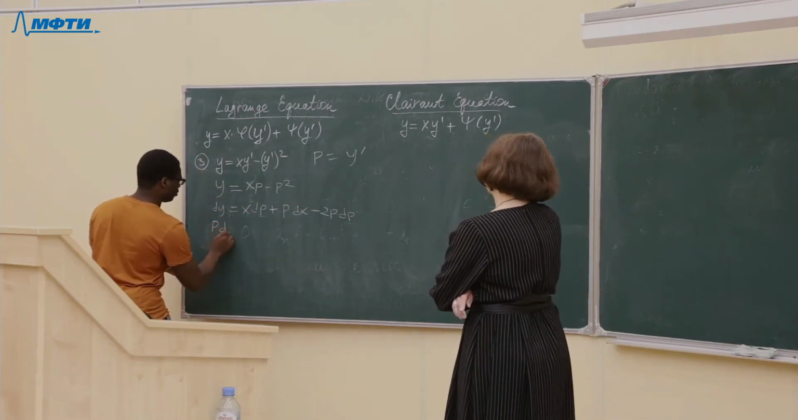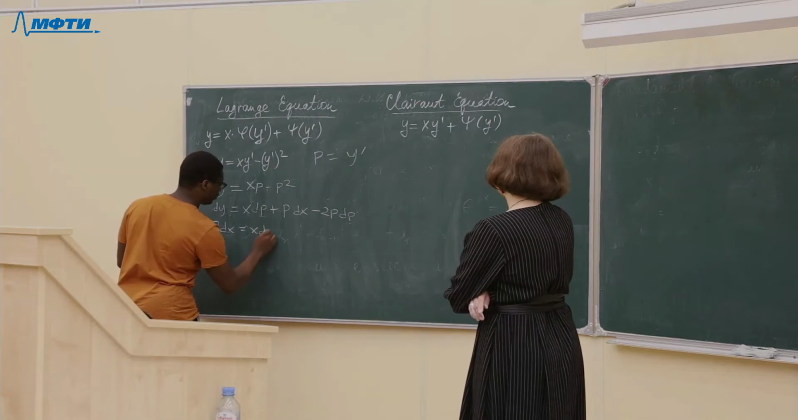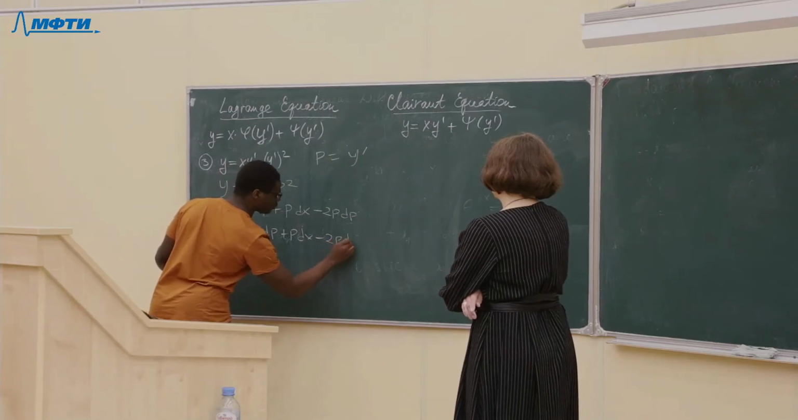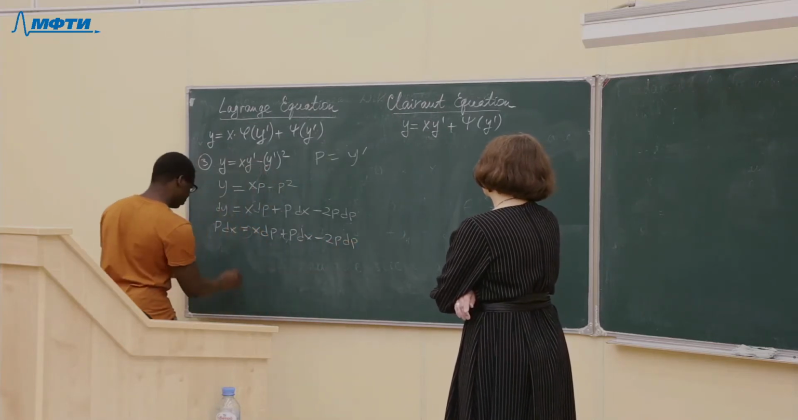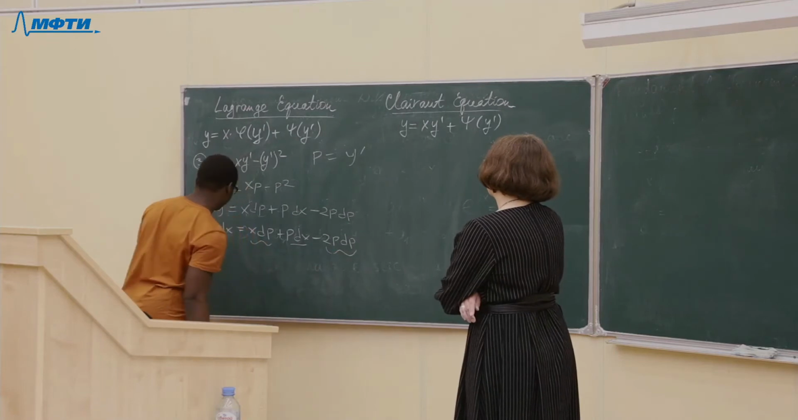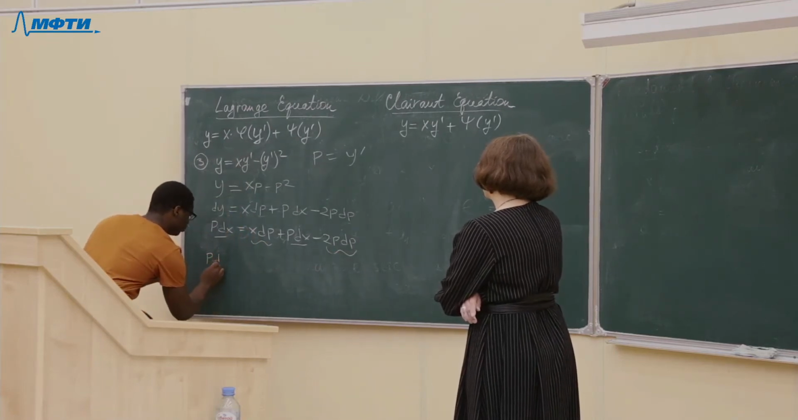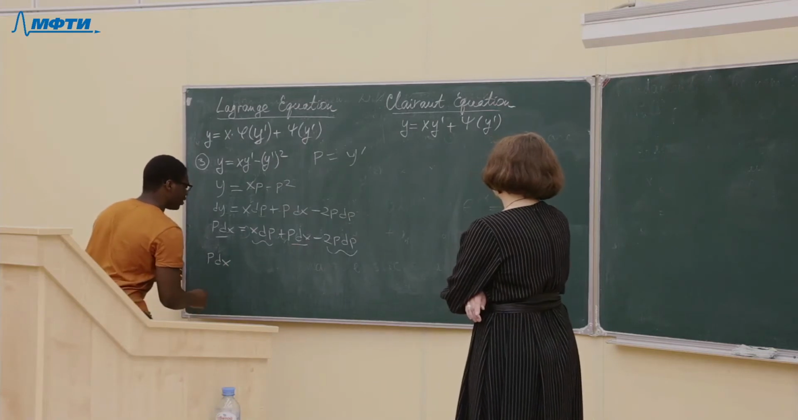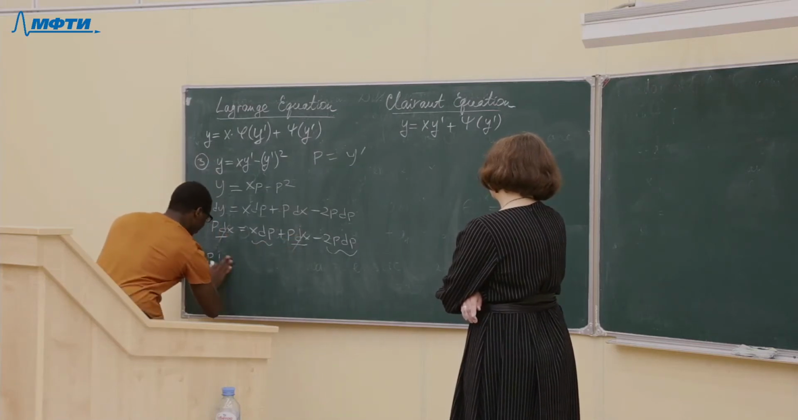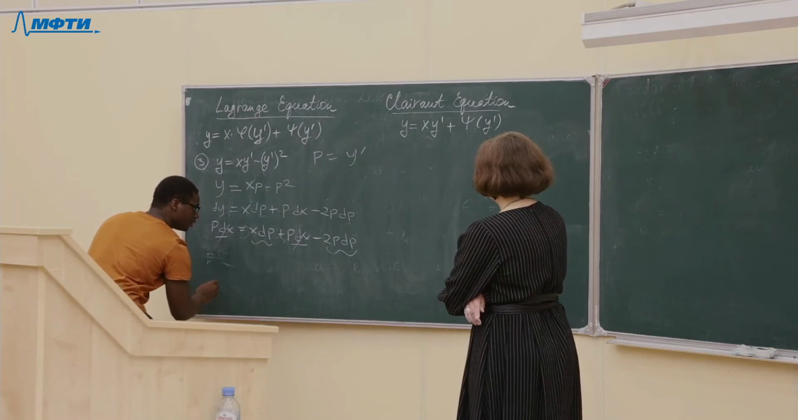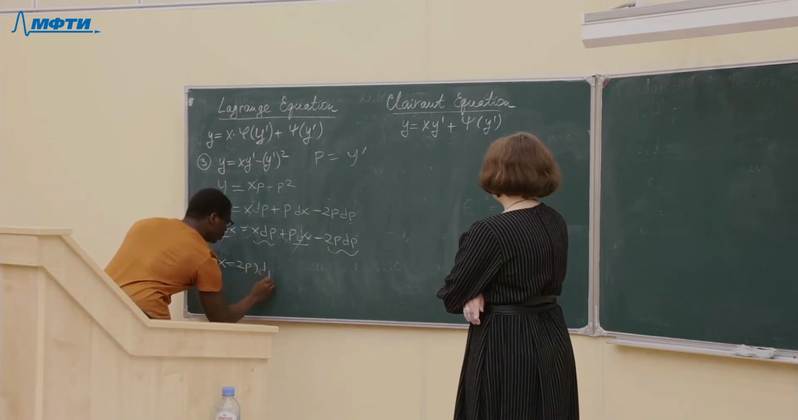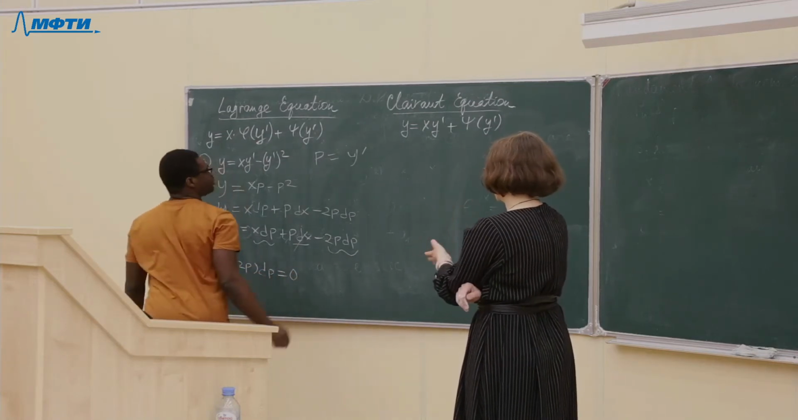You can group them, x minus 2p, dp equals 0. So we should consider two cases, right?